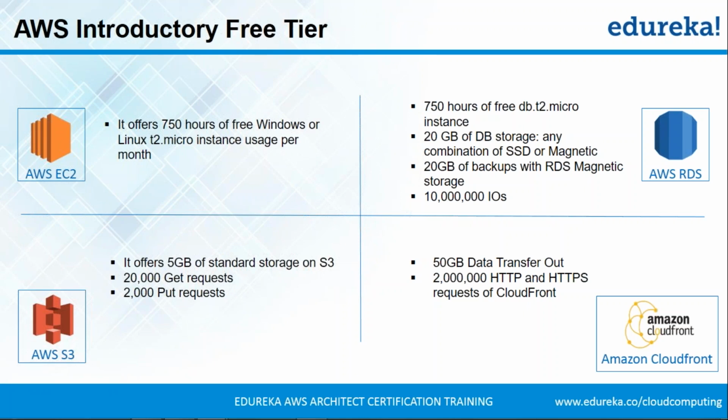Next up, you get 20 GB of backups free as well. So on the magnetic storage, you get 20 GB of backups. So obviously, if you're using databases, you're taking backups, right? So the first 20 GBs that you'll be using, you can use it for free for the first year. Next up, you also have 10 million IOs free in AWS RDS. So for the first year, you get 10 million IOs free.